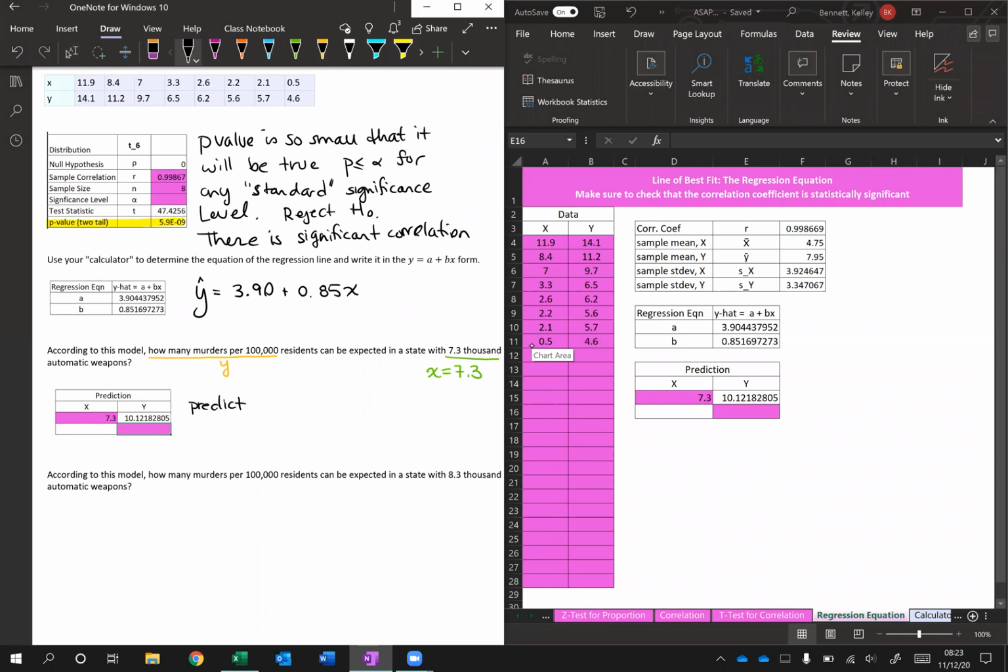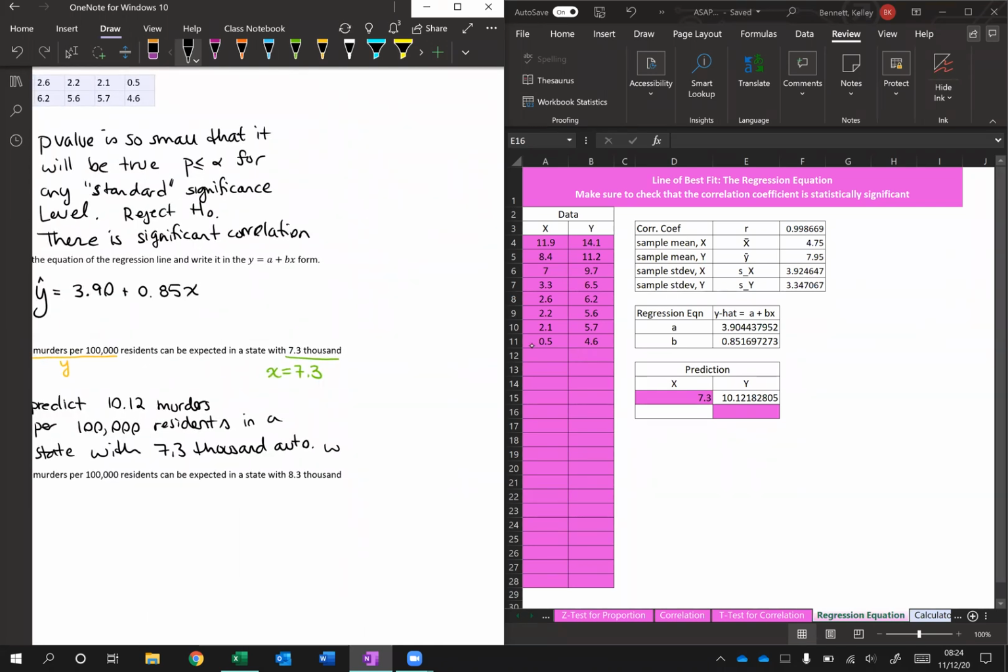So if I can put this in here, we would predict 10.12 murders per 100,000 residents in a state with 7.3 thousand automatic weapons.